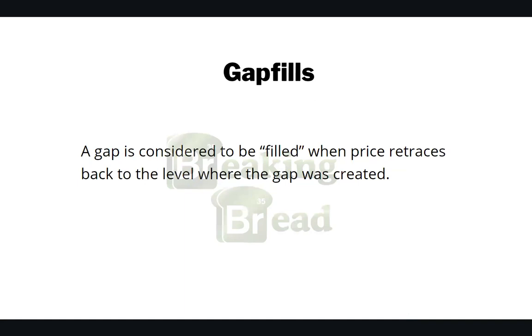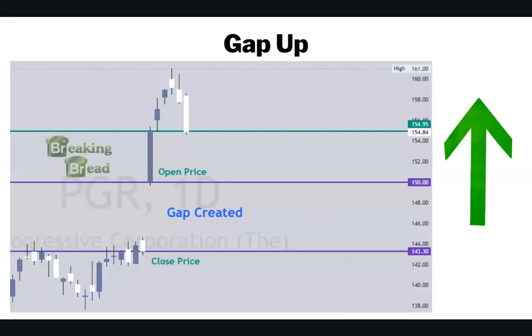So, gap fills. What is a gap fill? A gap is considered to be filled when price retraces back to the level where the gap was created. Now, I know some consider the gap to be filled once price gets to the wick of the previous candle before the gap, but I technically do not consider that a gap fill. The gap hasn't filled to me until price gets past the close of the previous candle before the gap was created. So what does that look like?